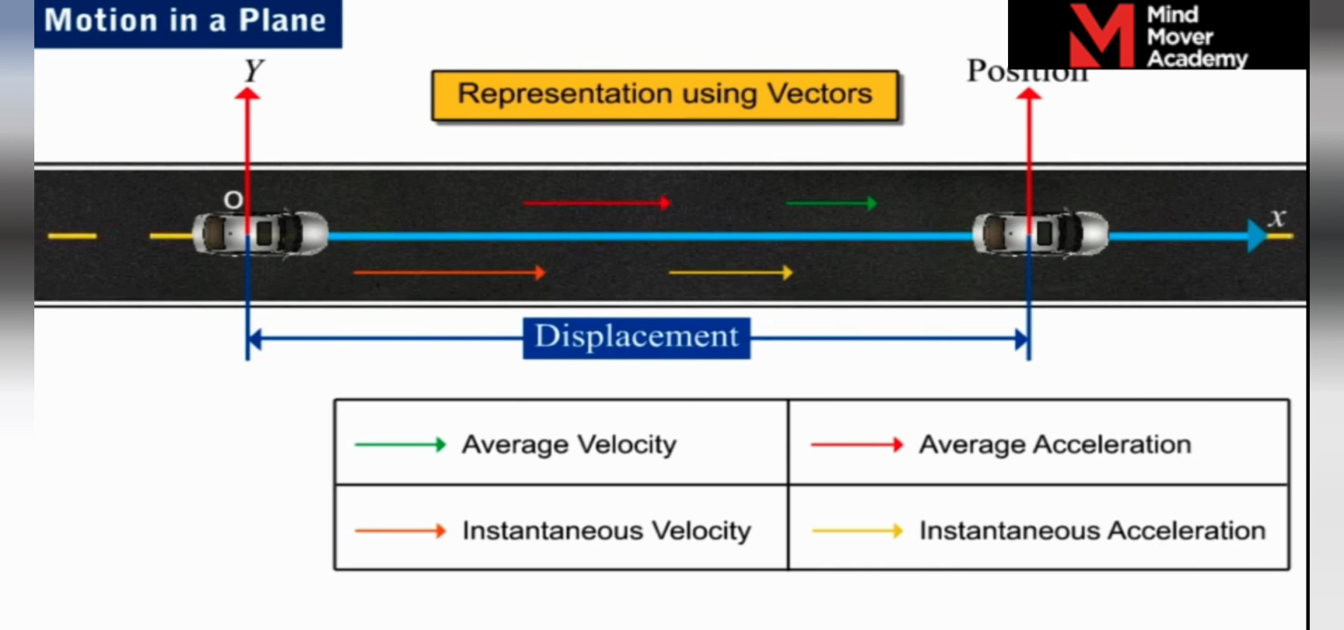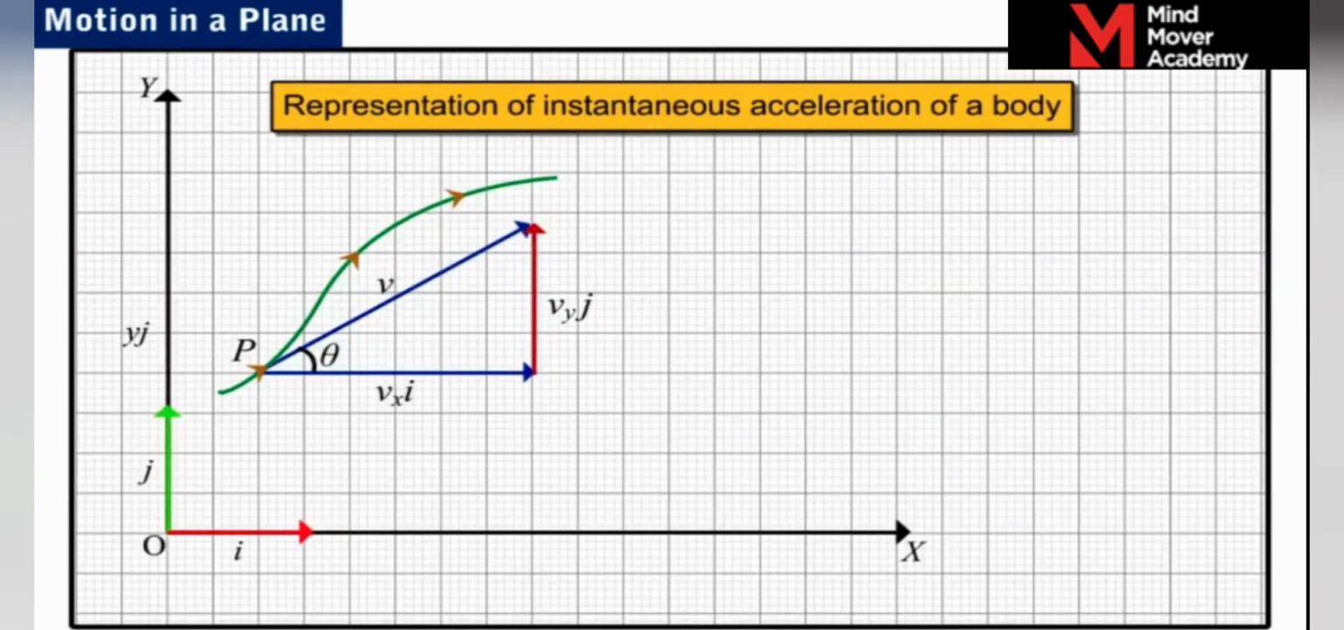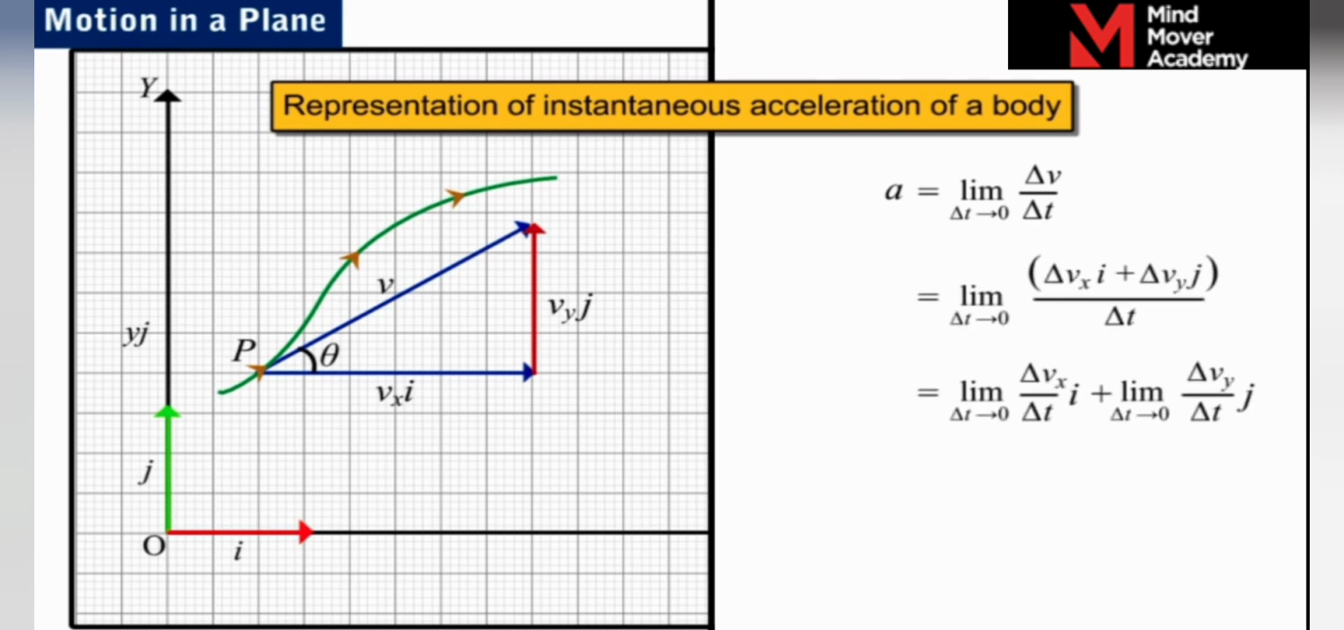Finally, let's discuss the representation of instantaneous acceleration of a body using vectors. Consider a body moving in the xy plane. The instantaneous acceleration, or acceleration, is the limiting value of the average acceleration as delta t approaches 0. On simplification and substitution, we get a is equal to ax i plus ay j. We can understand this limiting process by using graphs showing the motion of the body.